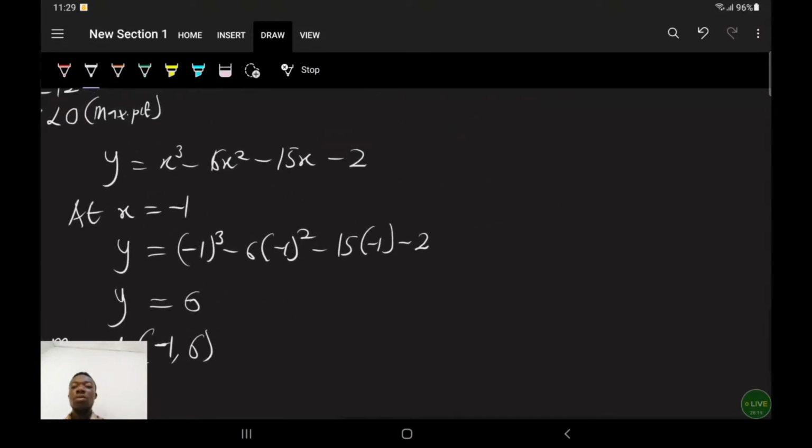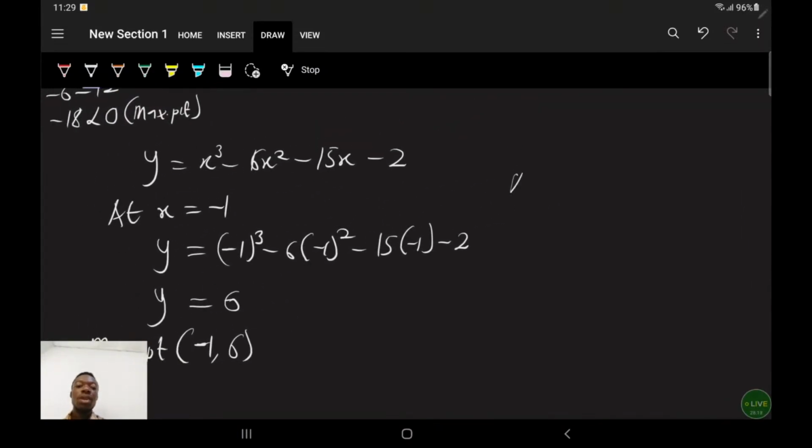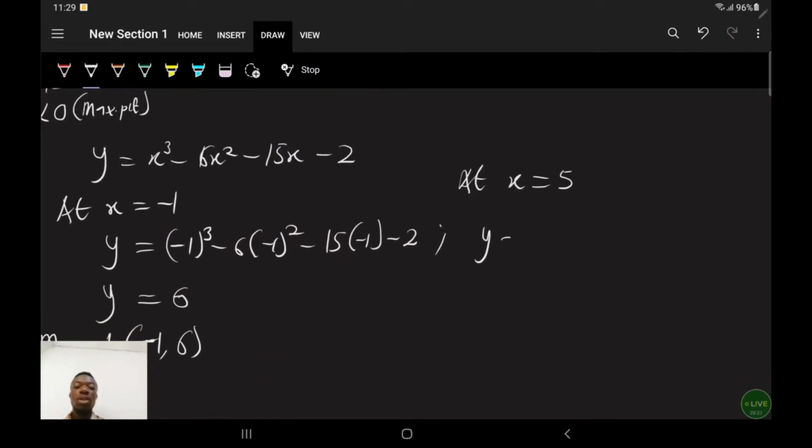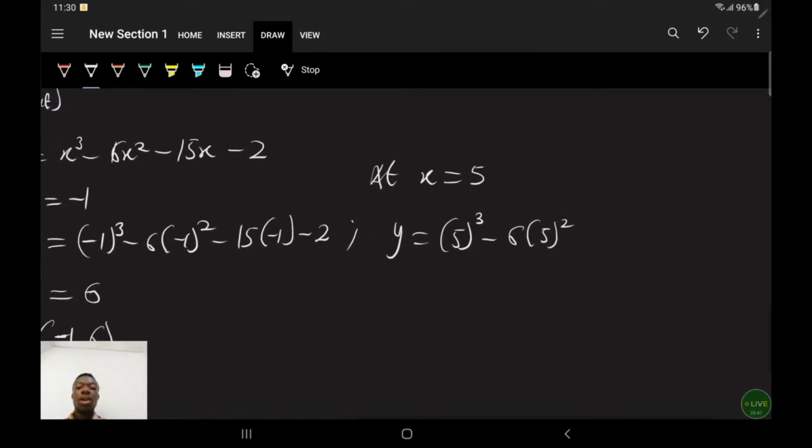And then you come and do the same for the 5. So at x is equal to 5, that's where we said that the 5 should represent a minimum point. So you're going to have y is equal to, just substitute 5 into the expression. So it's going to be 5 cubed minus 6 into bracket 5 squared minus 15 into bracket 5 minus 2, and you are good to go. So do the calculator work and then get your final answer down. I hope that is clear.